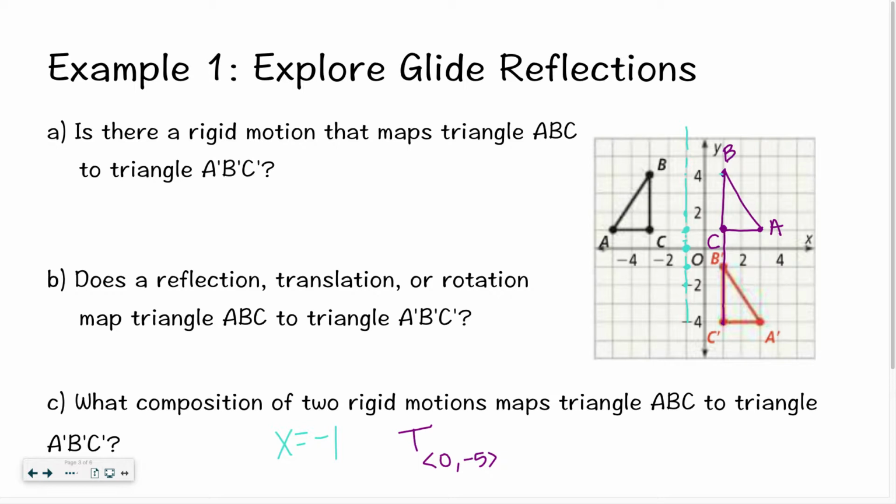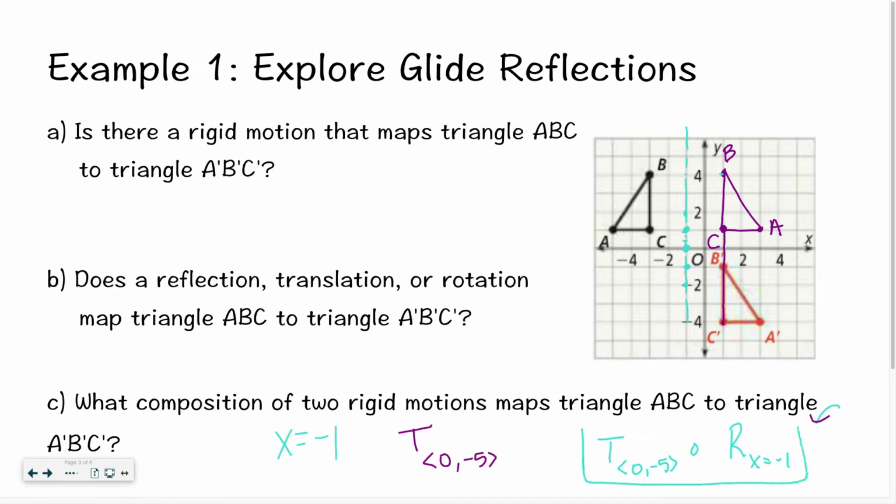So those are the two rigid motions, but how would I write them as a composition? Remember, this is where we use that open dot and we list the two rigid motions, and the one that we do first is the one that we list last. The first thing that we did was we reflected, right? So I'm going to say reflect, that's the capital R. Then I'm going to say x equals -1. And then after we've reflected, I'm going to translate it, and that's where I write my 0, -5.